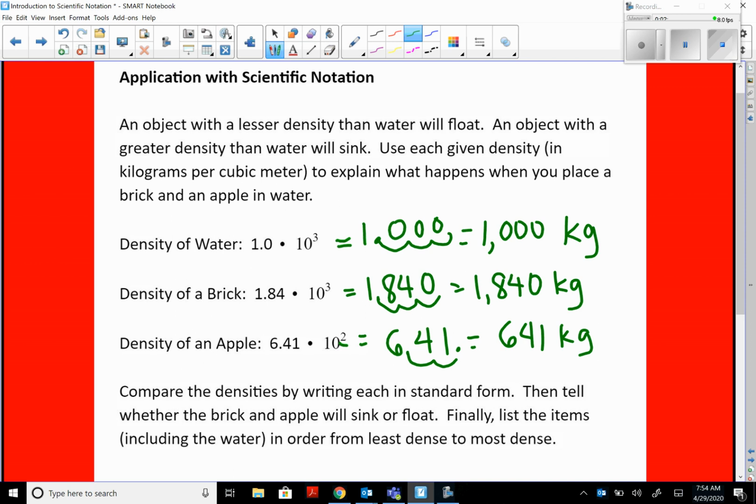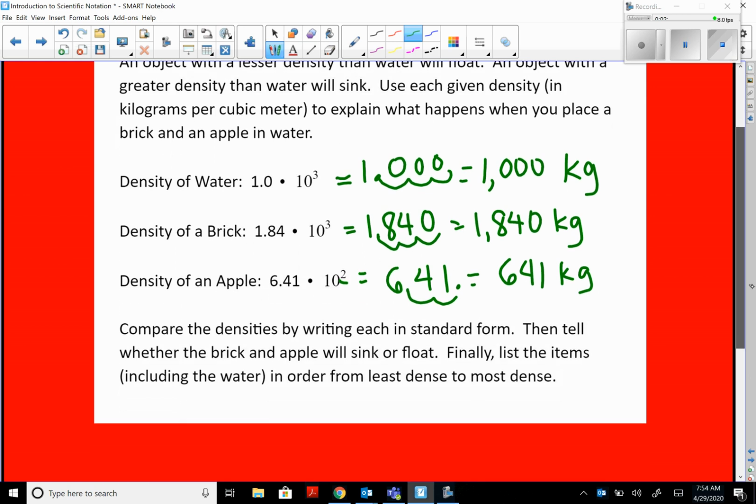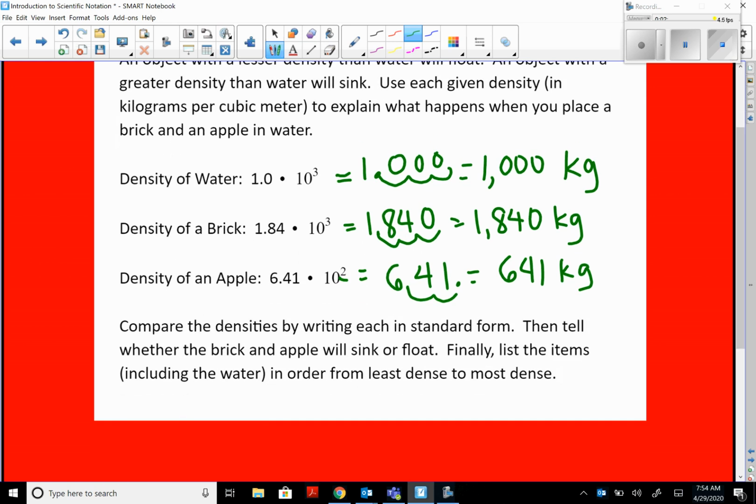So now let's make sure we answer the questions that were asked. Okay, it says compare by writing each in standard form. We did that. Then tell whether the brick or the apple will sink or float. So let's start with brick. Since we're looking at brick, the density of the brick is greater than the density of the water. That means it'll sink. Now let's look at the apple.